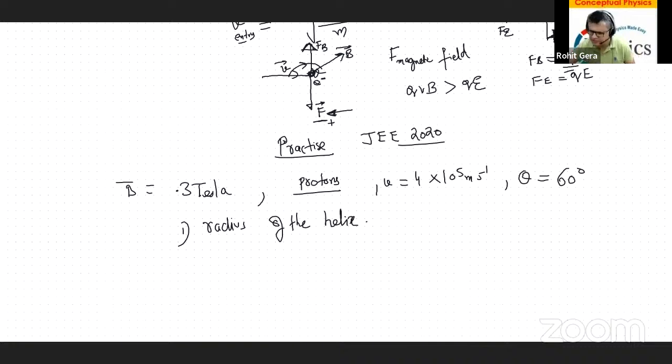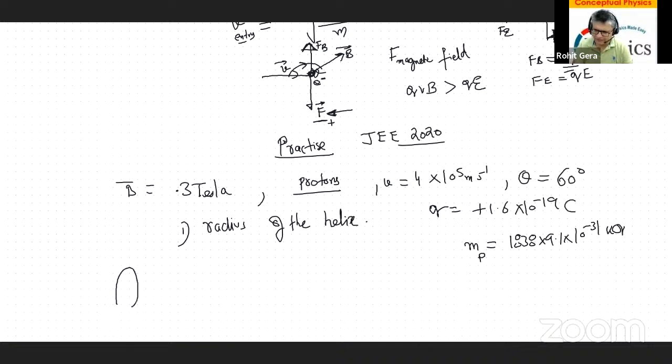So these are protons. The charge on a proton is given in coulombs. The mass of the proton is 1838 times the mass of the electron. You just need to find the radius of this revolution, which is the helix. Not the pitch. You were asked only for the radius, not the pitch.